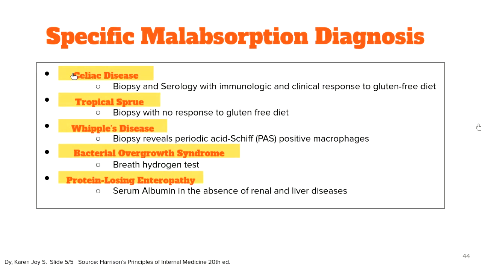So you use the breath hydrogen test with administration of lactulose. And for protein-losing enteropathy, you use serum albumin, given that there's absence of renal and liver diseases.